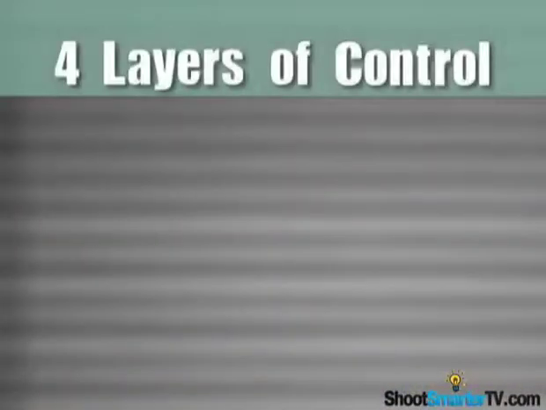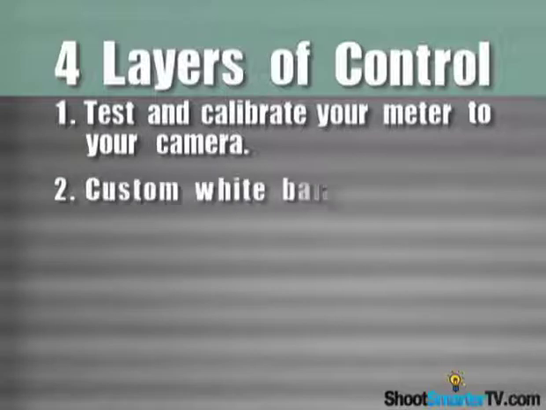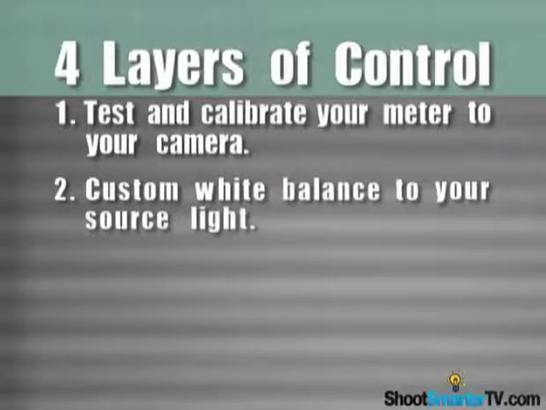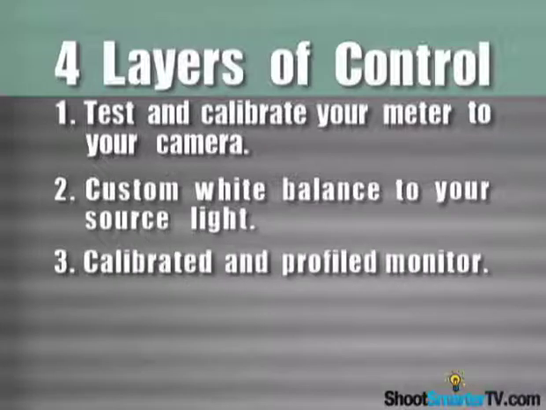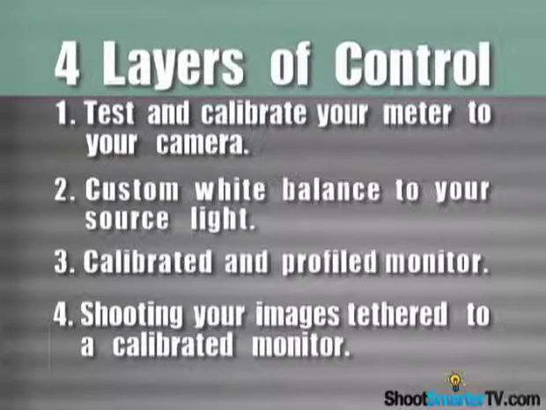So each digital tool adds a layer of control. You test and calibrate your meter to your camera for exposure accuracy. That's one layer. Custom white balance to your source light for layer 2. Layer 3 is a calibrated and profiled monitor. And when you shoot tethered to your calibrated monitor, layer 4, you'll see each frame almost immediately, and you'll be as close to the what you see is what you get dream as you possibly can be.